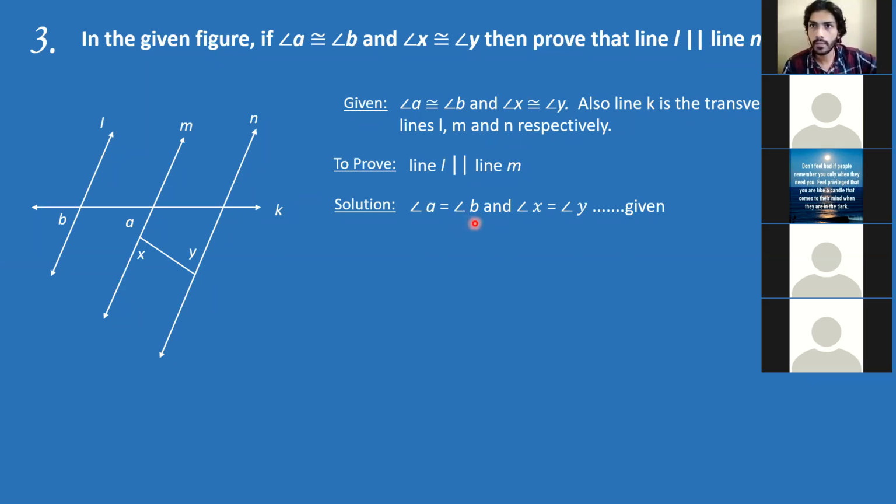Angle A is equal to angle B and angle X is equal to angle Y. Why? What is the reason given? Okay. Now if you see angle X and angle Y, they form a pair of congruent alternate angles. Pay attention.